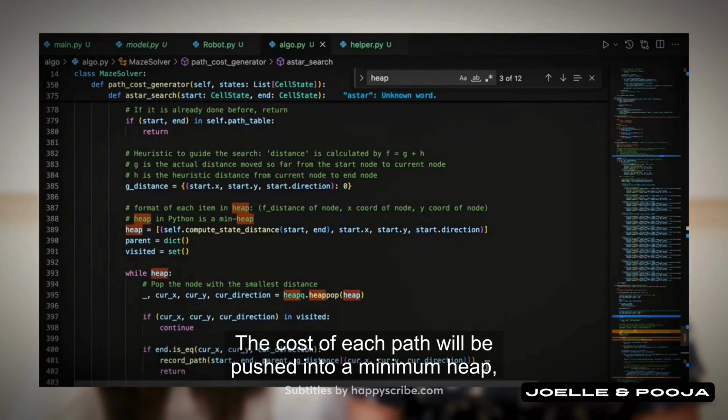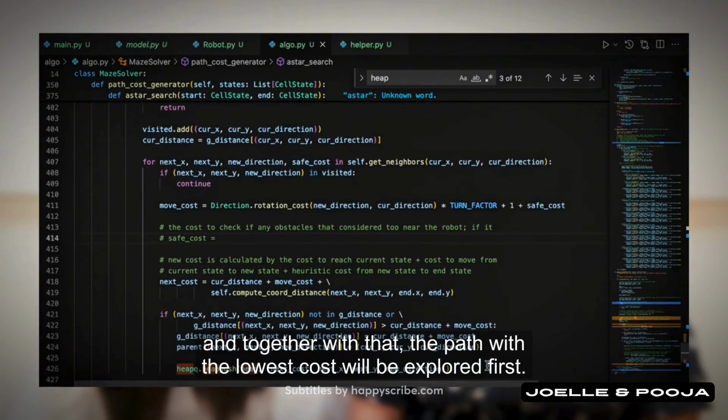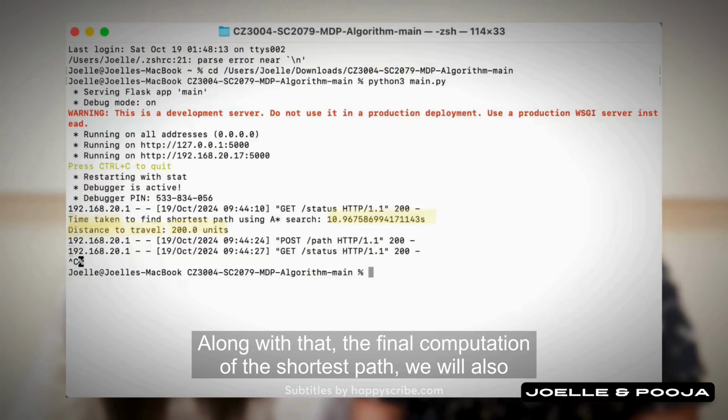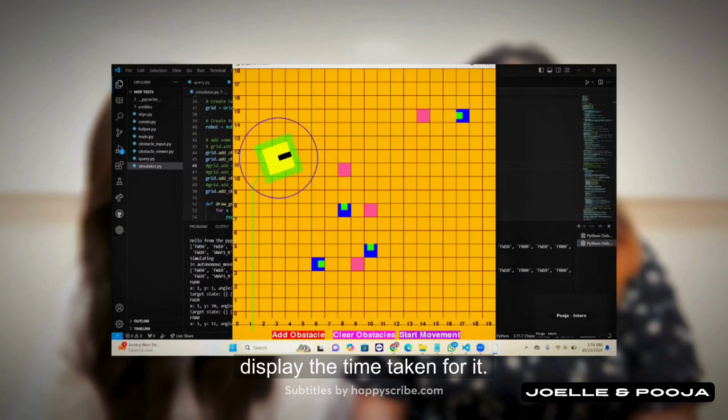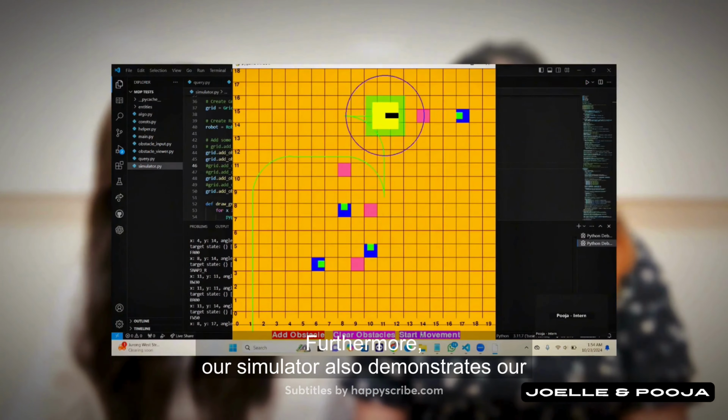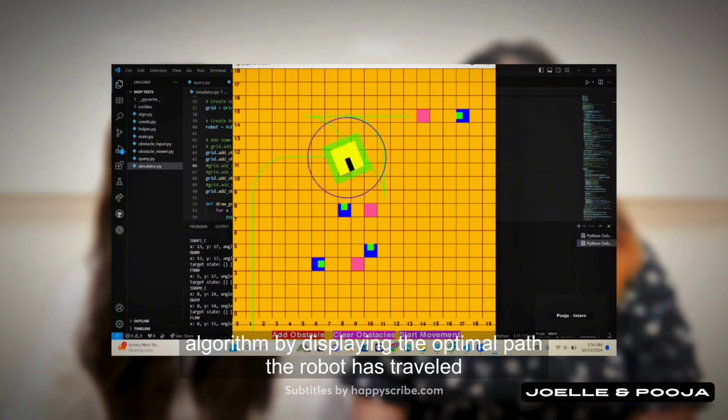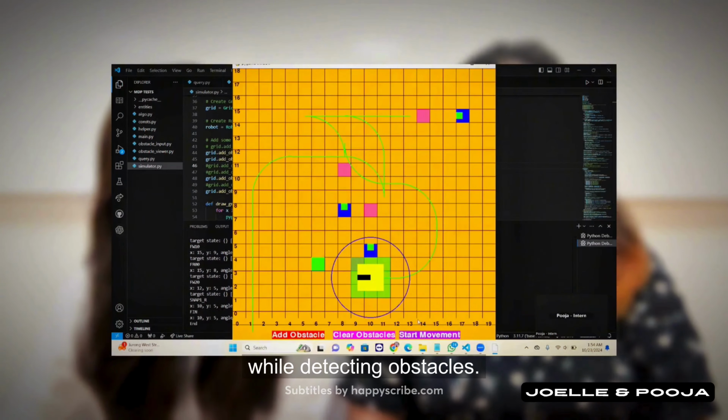The cost of each path will be pushed into a minimum heap, and together with that, the path with the lowest cost will be explored first. Along with the final computation of the shortest path, we will also display the time taken for it. Furthermore, our simulator also demonstrates our algorithm by displaying the optimal path the robot has traveled while detecting obstacles.